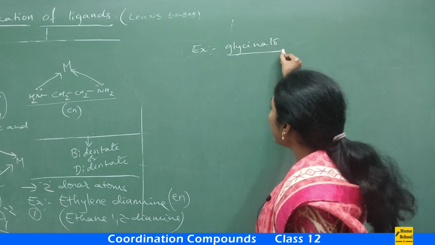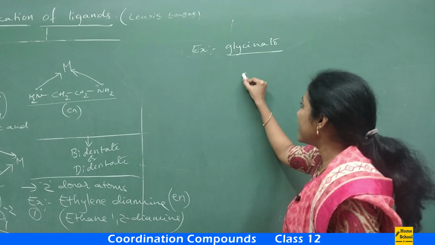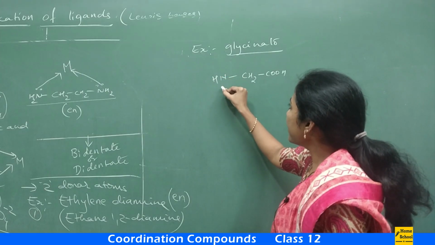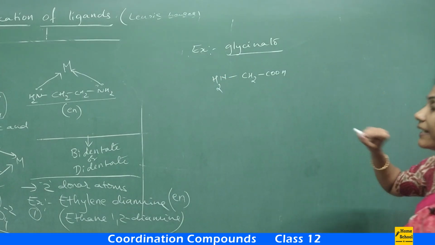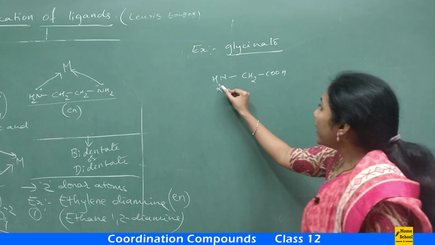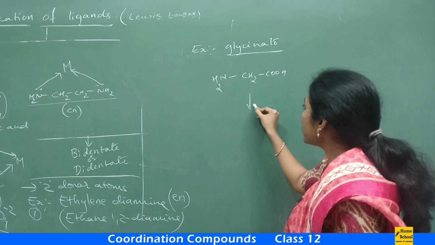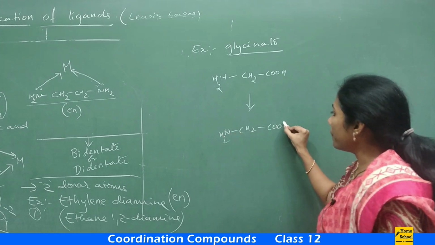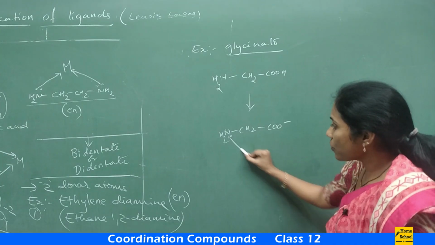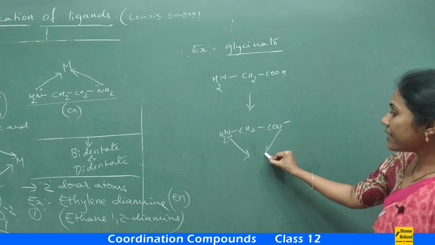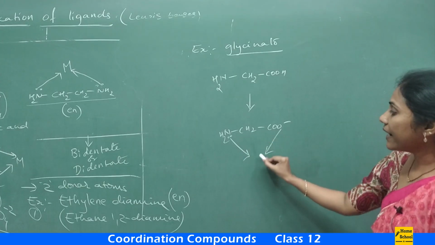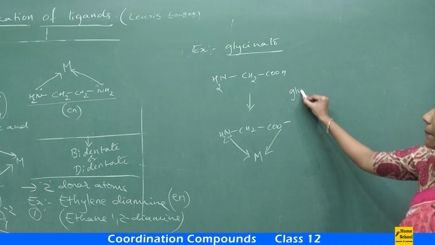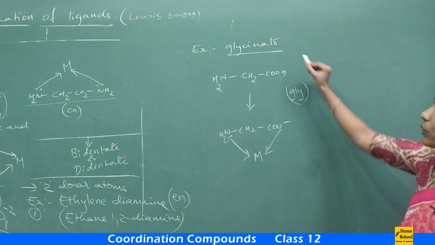Glycinato. We know the chemical formula of glycine, right? CH2 COOH NH2. This is what we mean by glycinato. If I remove this H here, what do I get? CH2, NH2 and COO minus. Here there is a lone pair on nitrogen, so that is one donor atom, and O minus is a donor atom. So from each ligand, 2 coordinate bonds are formed with the central atom. This can normally be abbreviated as GLY, the glycinato ligand.